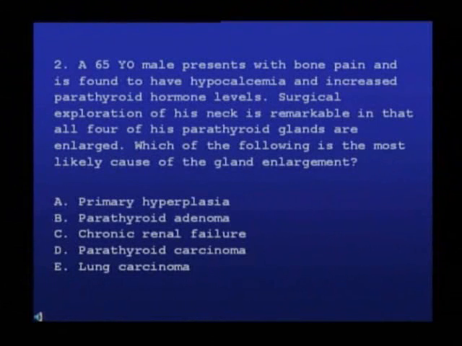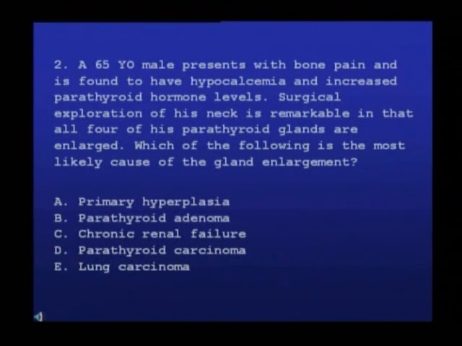Question number 2. A 65-year-old male presents with bone pain and is found to have hypocalcemia and increased parathyroid hormone levels. Surgical exploration of his neck is remarkable in that all 4 of his parathyroid glands are enlarged. Which of the following is the most likely cause of the gland enlargement? Answers include primary hyperplasia, parathyroid adenoma, chronic renal failure, parathyroid carcinoma, lung carcinoma.